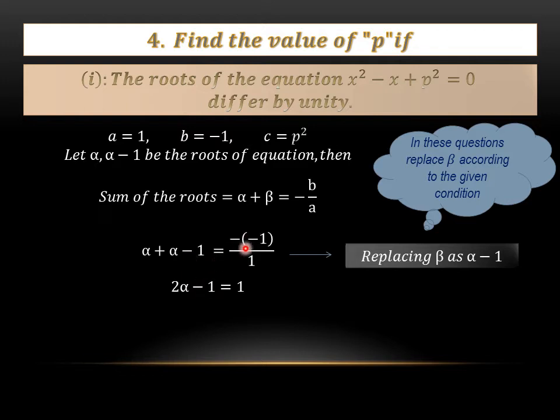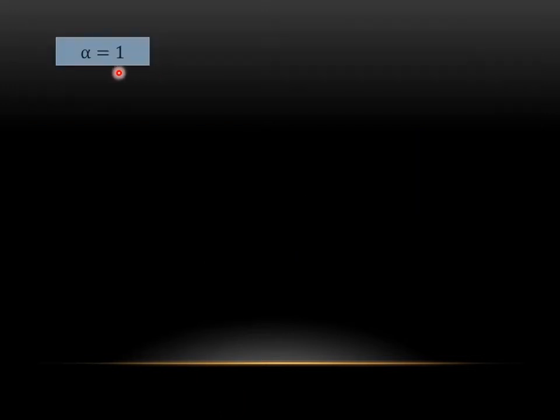After the equal sign, minus minus will become plus 1. No need to write 1 in the denominator. Taking this minus 1 to the other side of the equation, it will become plus 1. So the equation is 2 alpha equals to 2. Taking that 2 to the other side of the equation, we will get alpha equals to 2 by 2 and cancelling 2 with 2, we will get the answer alpha equals to 1. Now we have the answer of alpha, which is 1.